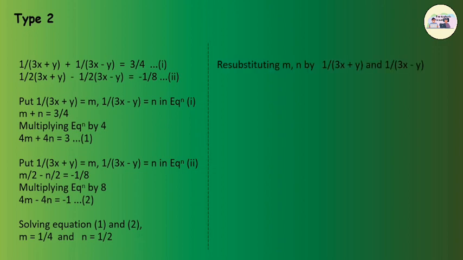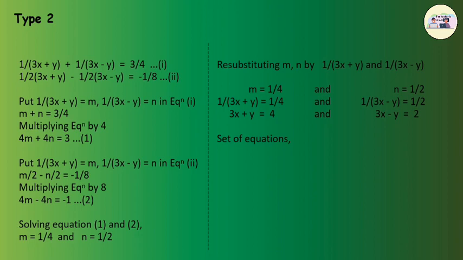Now resubstituting m is equal to 1 upon 3x plus y and n is equal to 1 upon 3x minus y, we get 1 upon 3x plus y is equal to 1 upon 4 and 1 upon 3x minus y is equal to 1 upon 2. Therefore, 3x plus y is equal to 4 and 3x minus y is equal to 2. Now we get a different set of equations. By solving these equations, we get x is equal to 1 and y is equal to 1. Therefore, the solution x, y is equal to 1, 1.